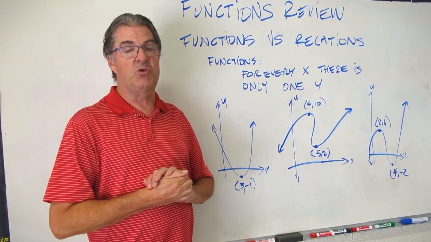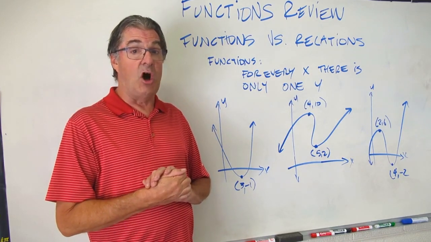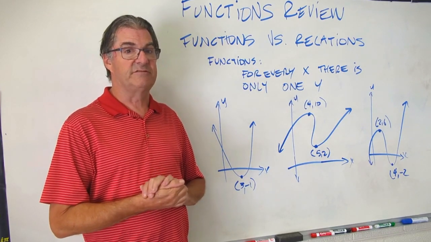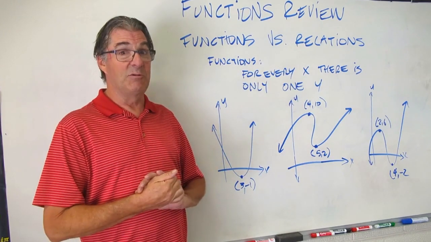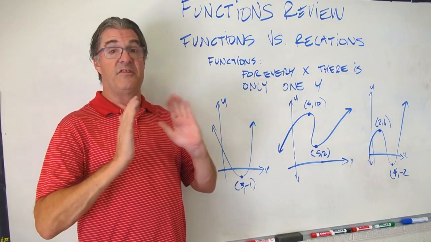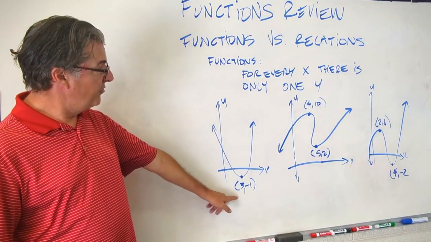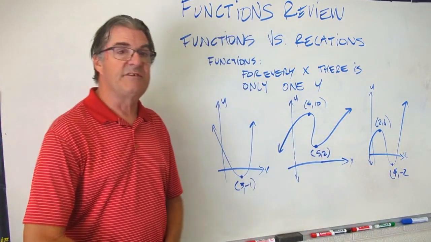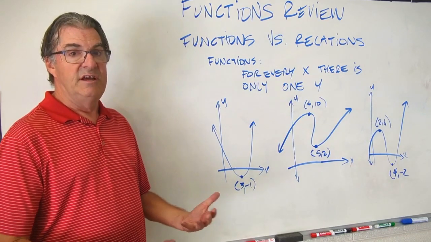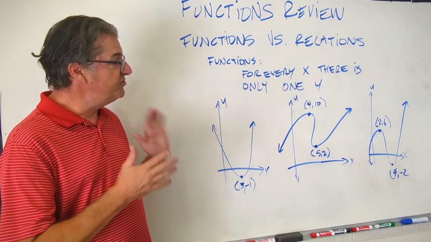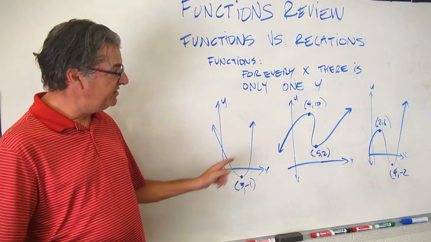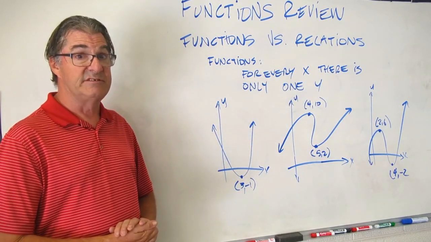Tricky multiple choice question. Every function is also a relation. True or false? That's true. Every relation is always a function. That one's false. Let's take a look at a couple graphs here. 3 graphs here. Which one of these is a function or a relation? Now we have a special test that you can use to determine that. Go ahead and pause the video, look at these 3 graphs, come up with your answers.